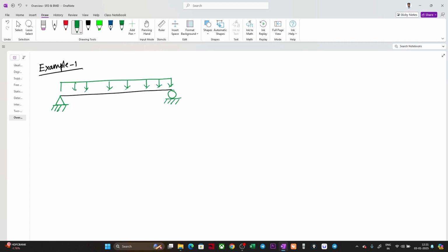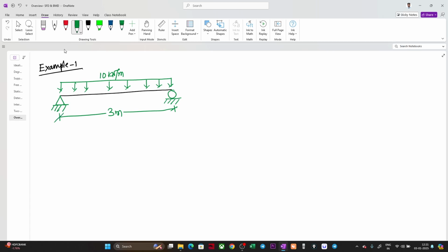Okay, and we have some load which is around 10 kilonewton per meter. Let me just write it here. It is a 10 kilonewton per meter load, and the span of the beam is 3 meters. Correct?